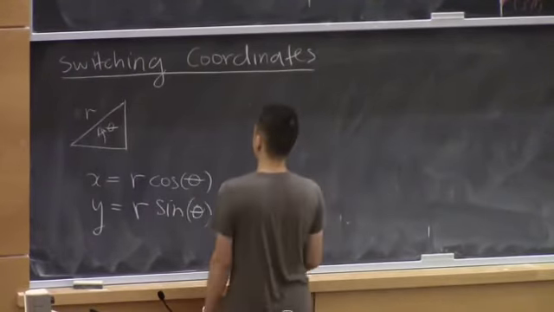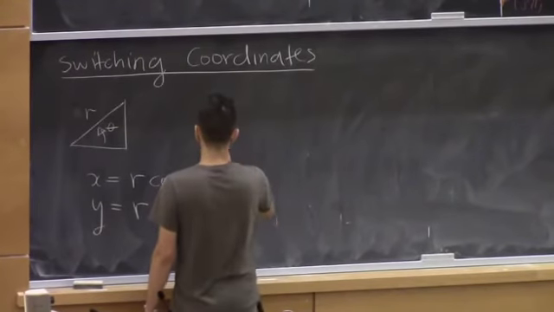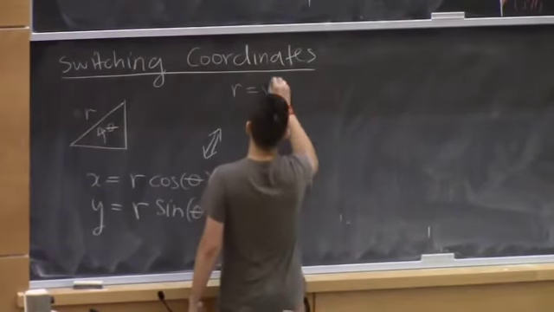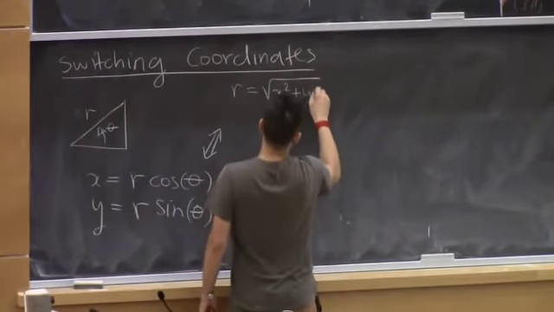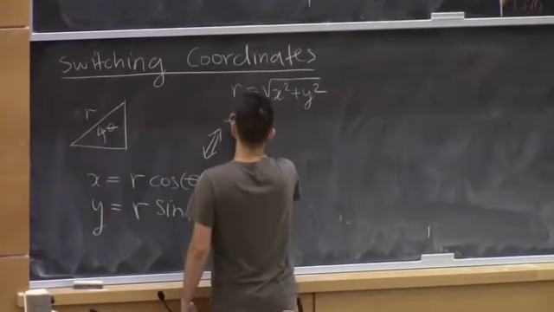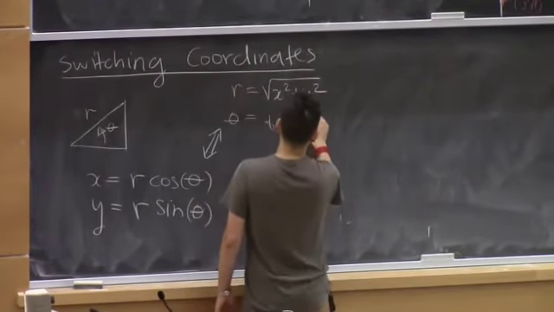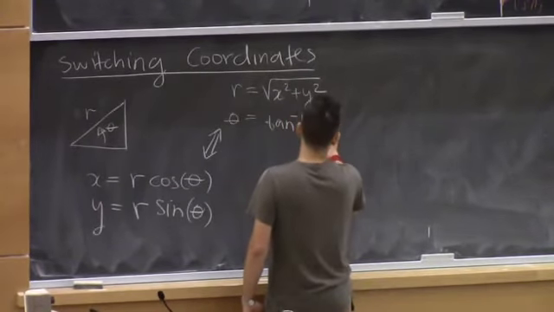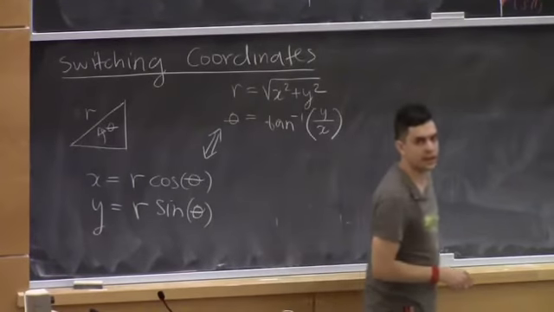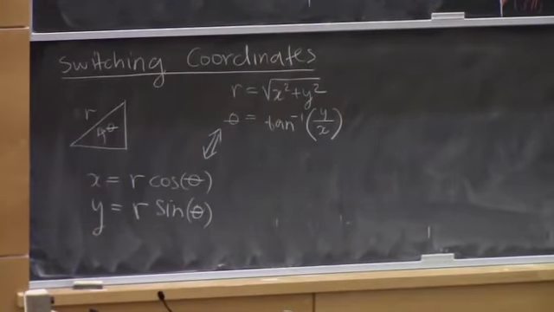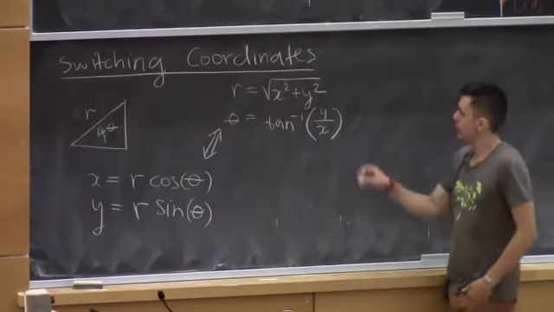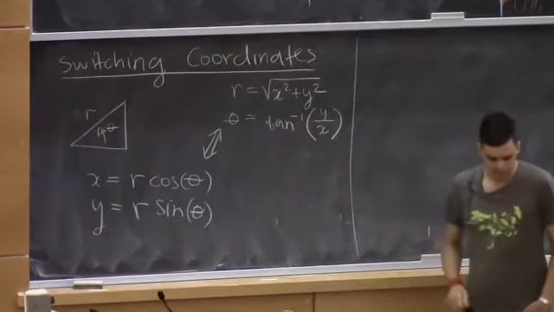Okay, and to convert the other way, we can calculate out what r is. So to figure out, given a Cartesian point, what are the polar coordinates, we can go the other way. Very good.